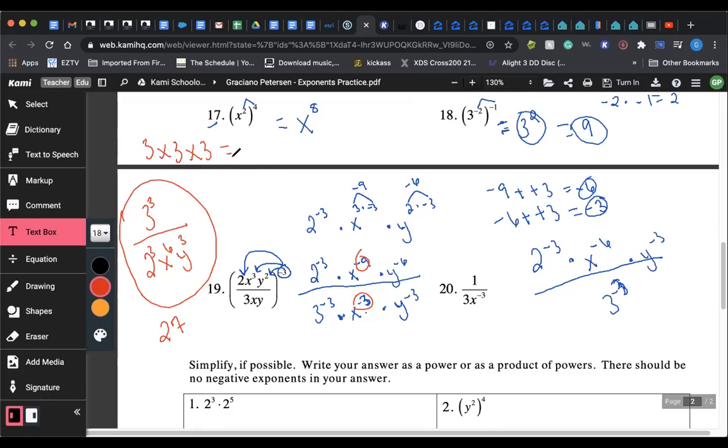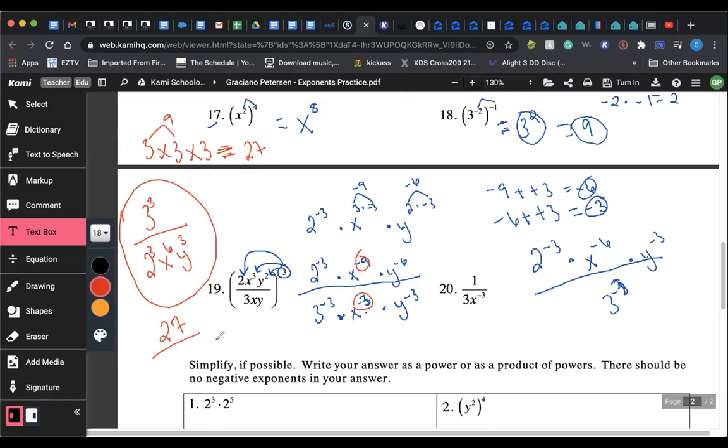No, it's not about making you all feel bad. I just have to keep reminding you. It's 3 times 3 times 3. So 3 times 3 is 9. 9 times 3 is 27. Okay. So it's 27. And what's 2 cubed?